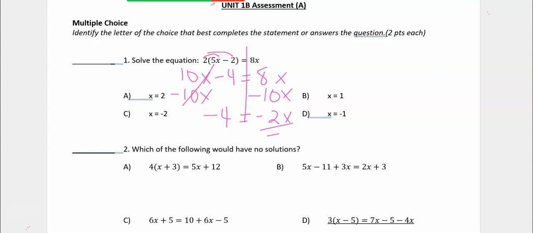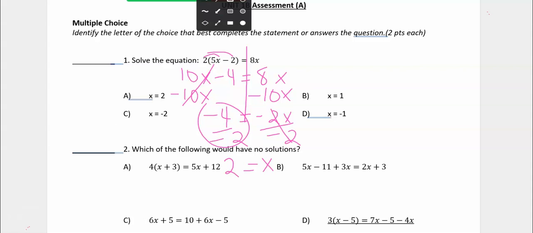Watch your signs. And then divide by negative 2. And x would equal negative divided by a negative right there is positive 2. So your answer for number one would be A.